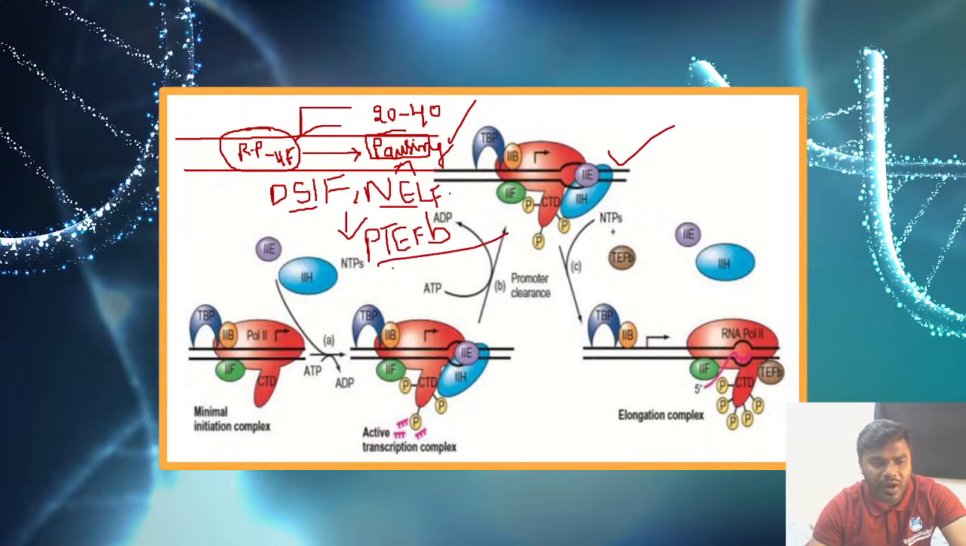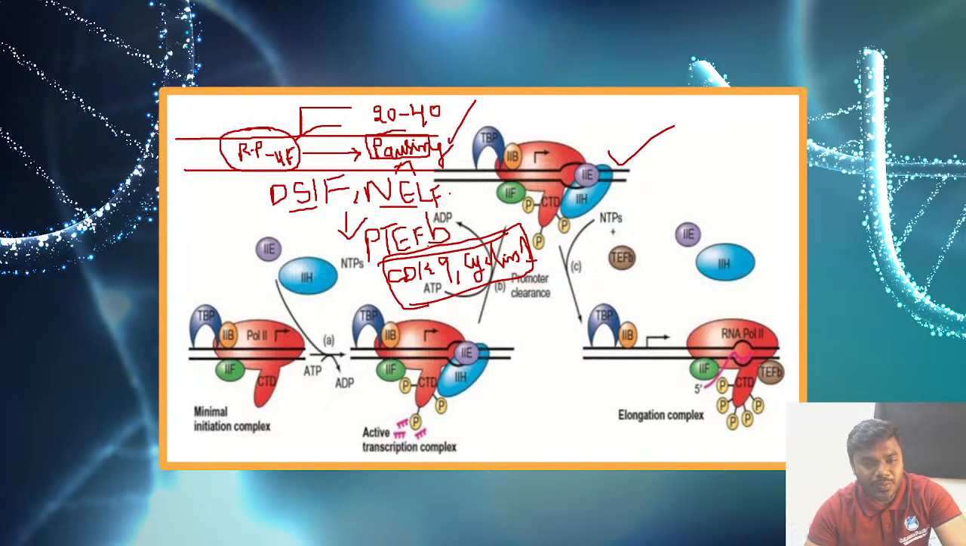What is it made up of? Positive transcription elongation factor B is made up of CDK9 and cyclin T1. Now you can ask me, sir, what will this P-TEFb do? I gave a wonderful hint in the starting. If the process of elongation is to occur, what did I tell all of you? Maximum phosphorylation has to occur at the C-terminal domain.